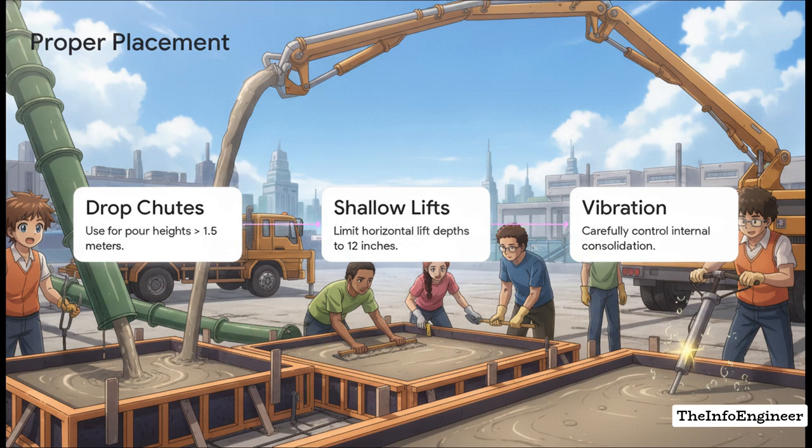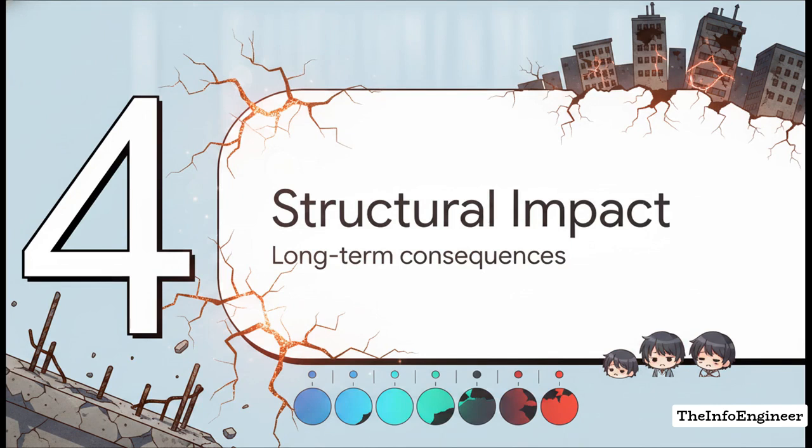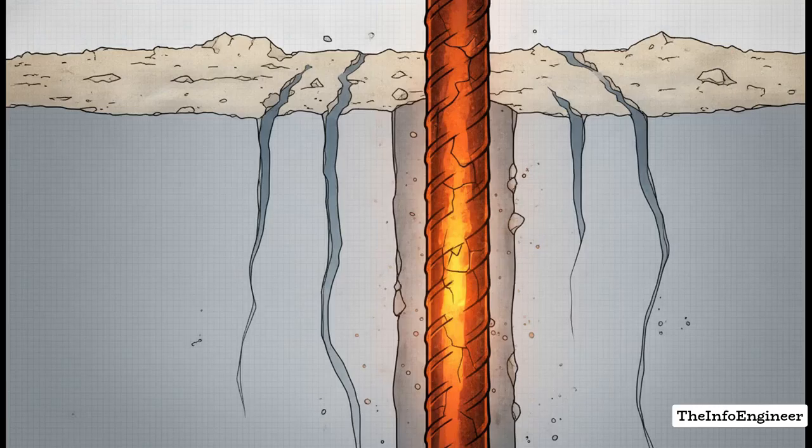Your goal is to consolidate and get the entrapped air out without over-manipulating the mix and tearing the paste away from the aggregate. Finally, Section 4, Structural Impact and Durability. When you let a mix separate, it kicks off an absolute cascade of long-term structural failures. As that bleeding water carries cement to the top, it forms a super weak, dusty layer we call laitance that totally ruins the wearing capacity of your slab and delays your finishers.